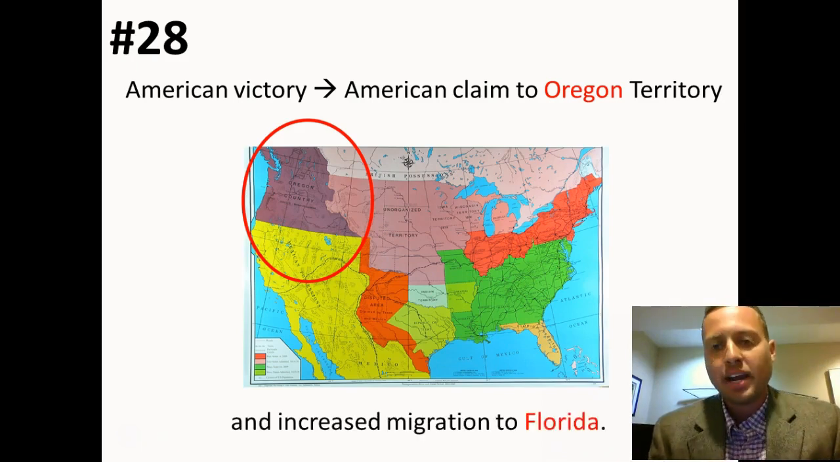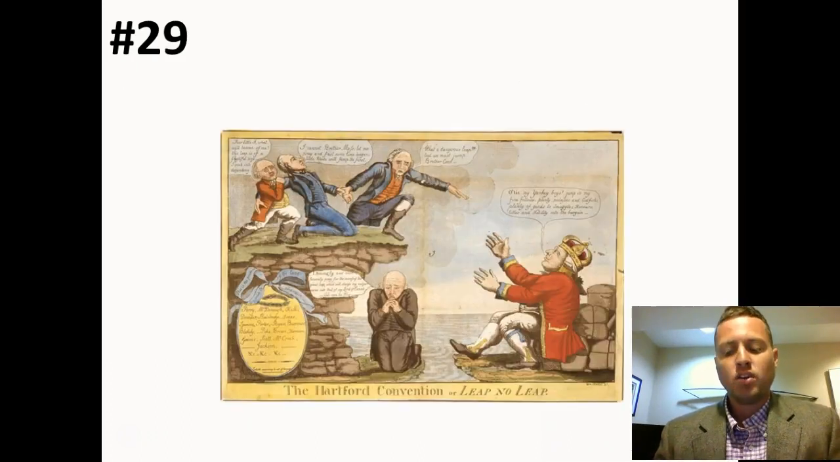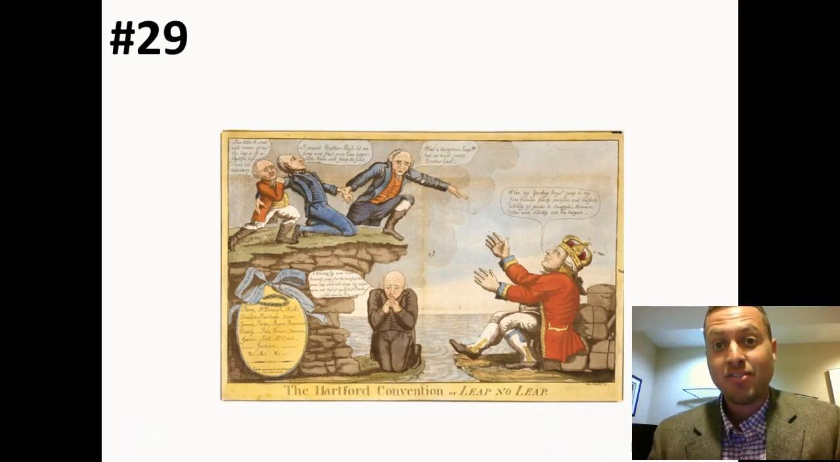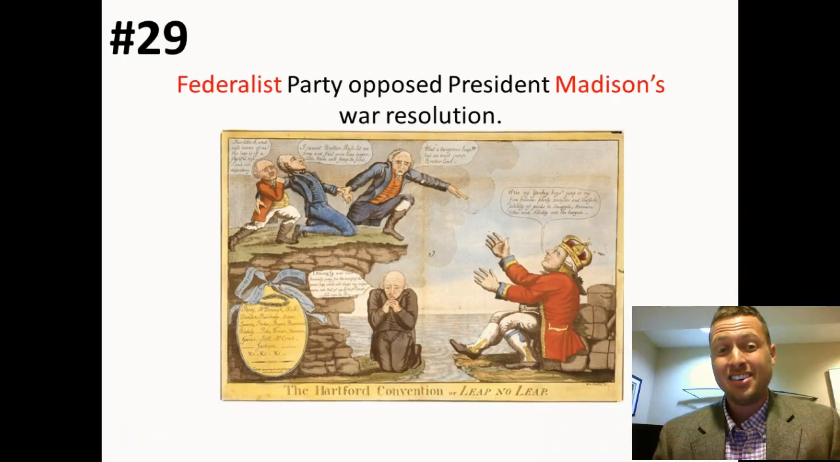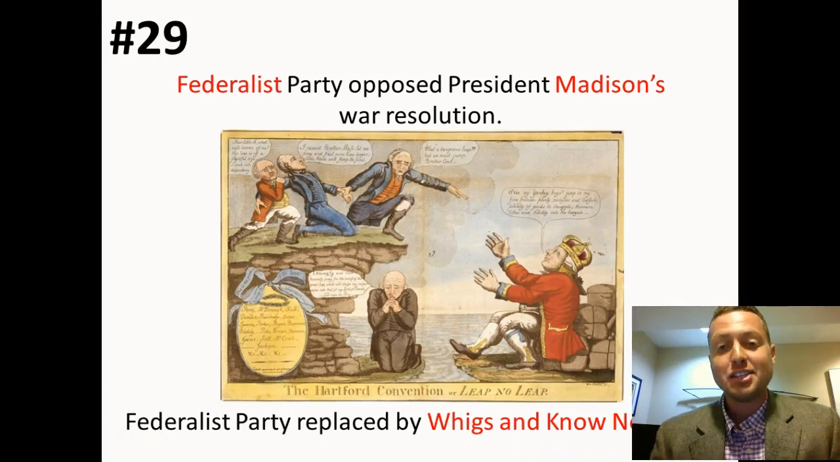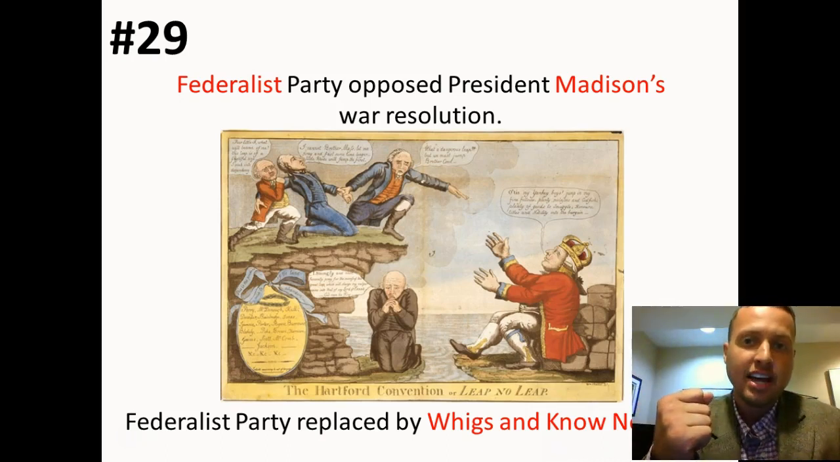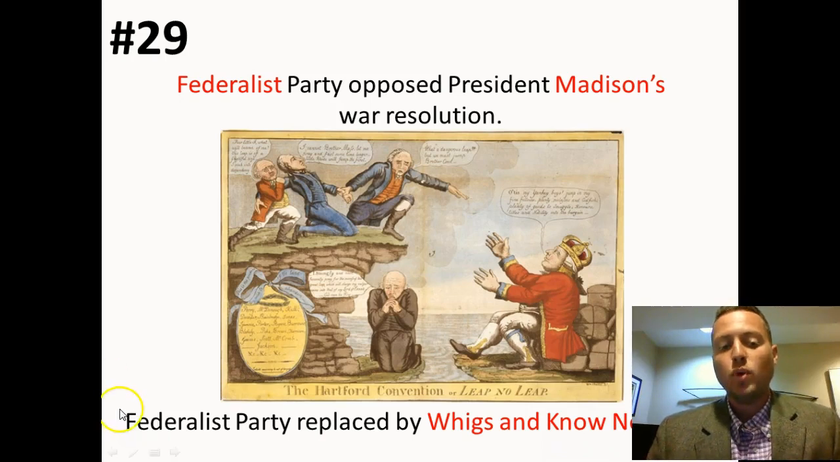There's increased migration to Florida after the War of 1812. You know who the president was during the War of 1812? It was James Madison. He took over after Thomas Jefferson. He was a Democratic Republican. It was his war. So if you were not a Democratic Republican, if you were a Federalist, you hated the war. The Federalists did not like the War of 1812. One problem, America won. So if it looks like you're against America winning, it doesn't look good. Federalist Party opposed President Madison's war resolution. They were against it. They came up with ideas of constitutional amendments, talked about leaving the Union. And as a result, the Federalist Party disappeared and were replaced by new political parties, the Whigs and the Know-Nothings.